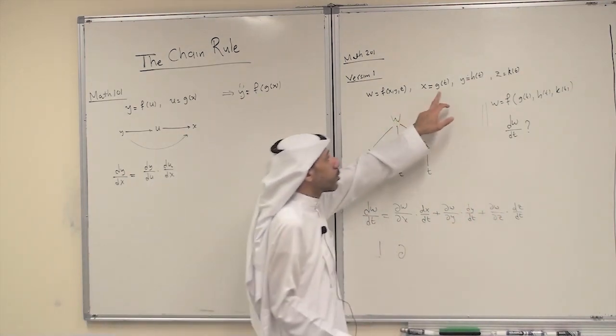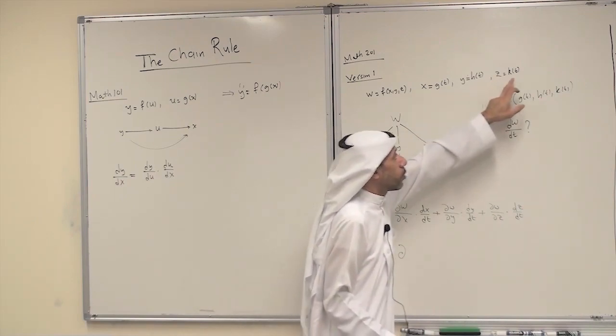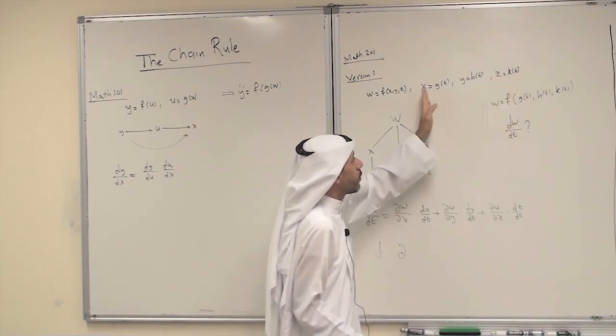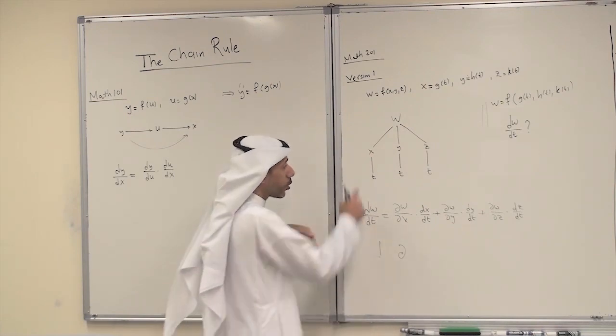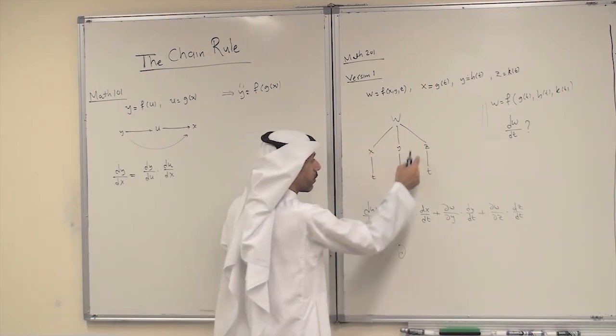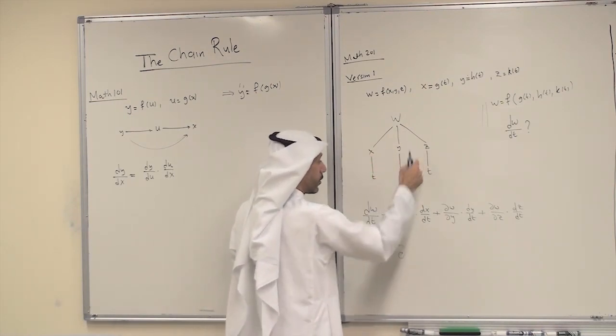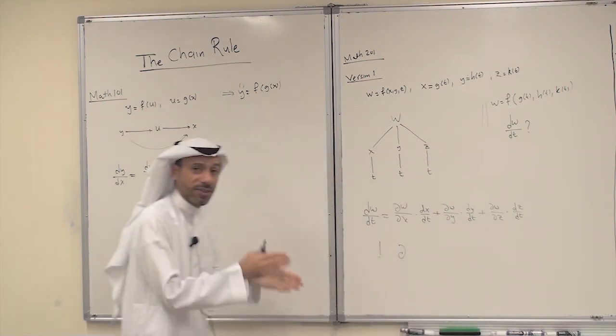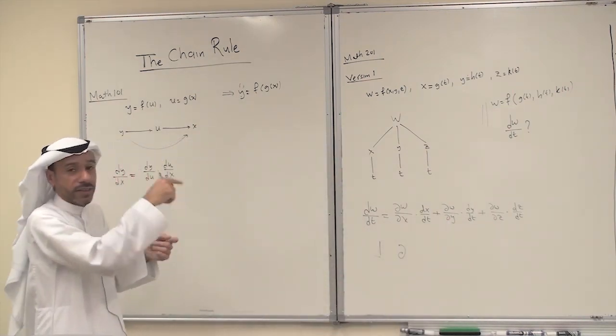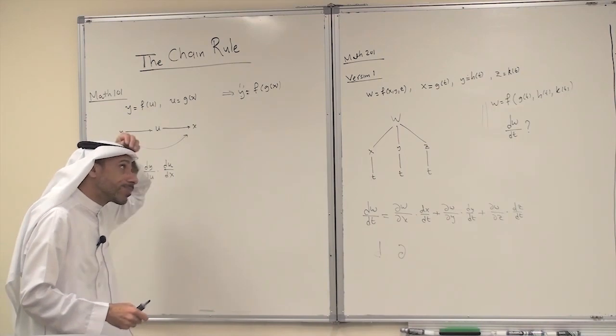But when you go to x equals g of t, y equals h of t, z equals k of t, each of them is a function of one variable. So here it is the ordinary derivative. So dx dt, dy dt, dz dt. But this is the distinction between the d and the partial.